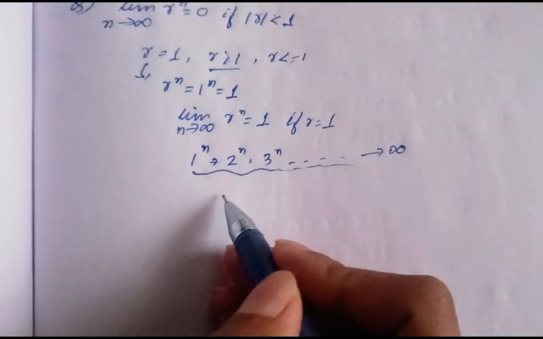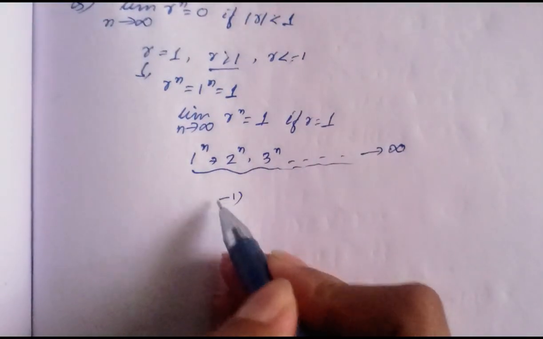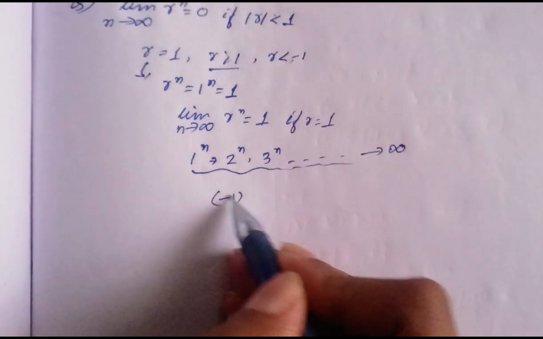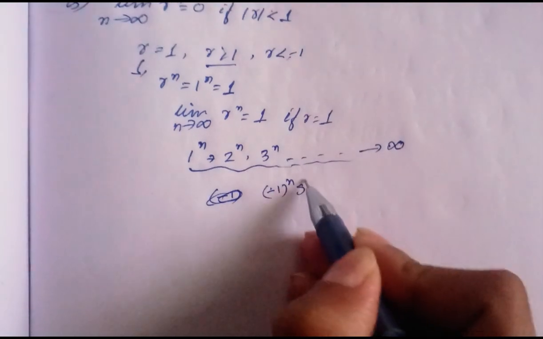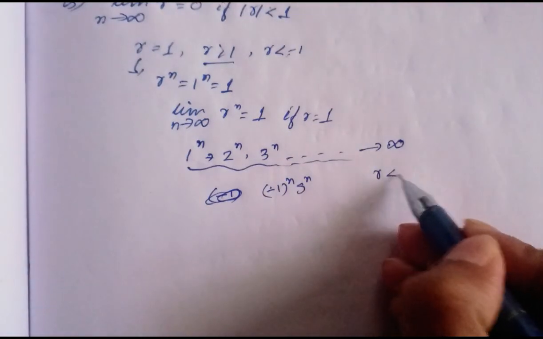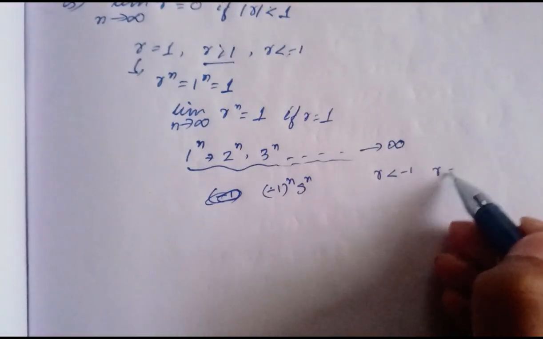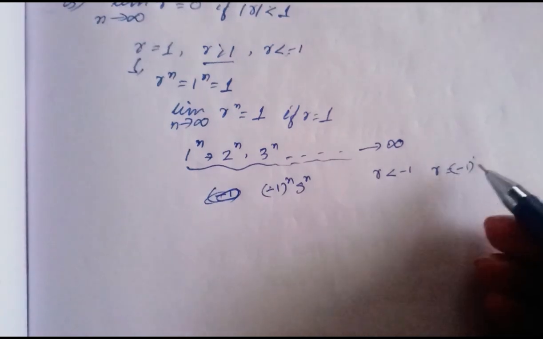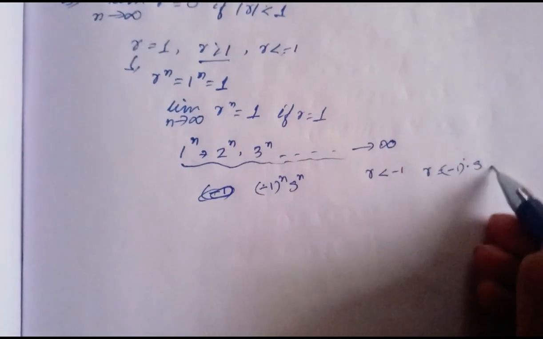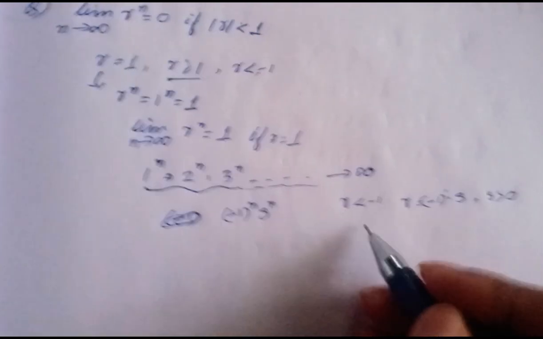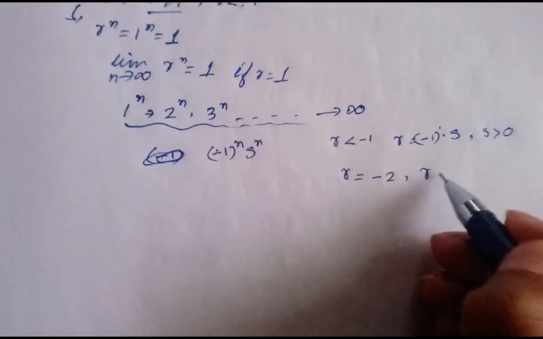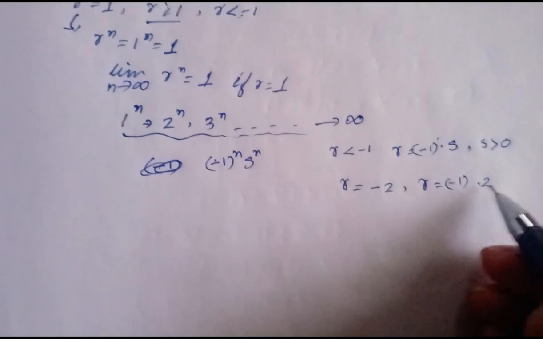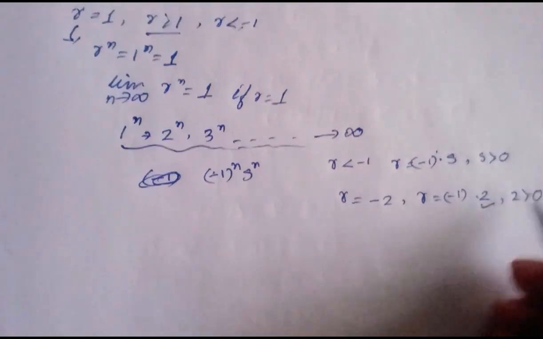If r is less than minus 1, then we have something like minus n to the power n. See, r is less than minus 1, so r will be of the form minus 1 times s, where s is greater than 0. How do we see this? If r is equal to minus 2, then r can be written as minus 1 times 2, where 2 is greater than 0. So we have used this.